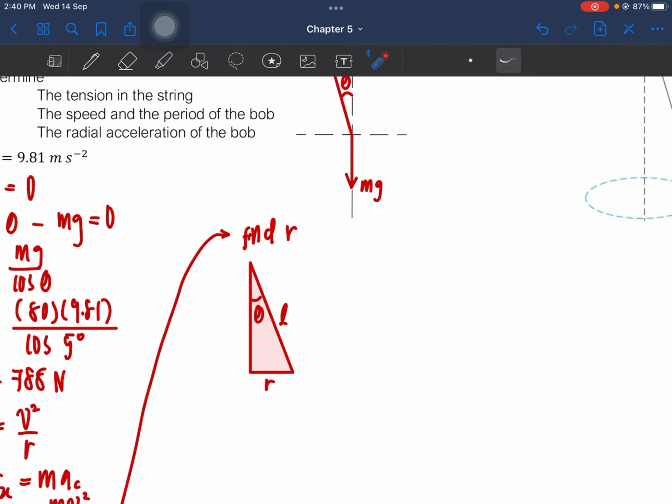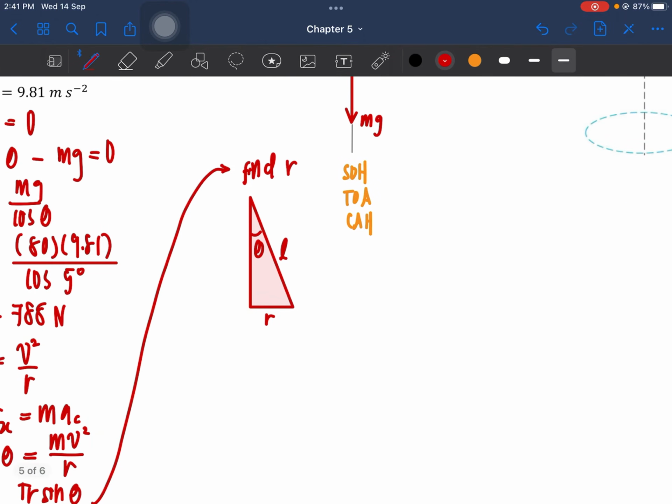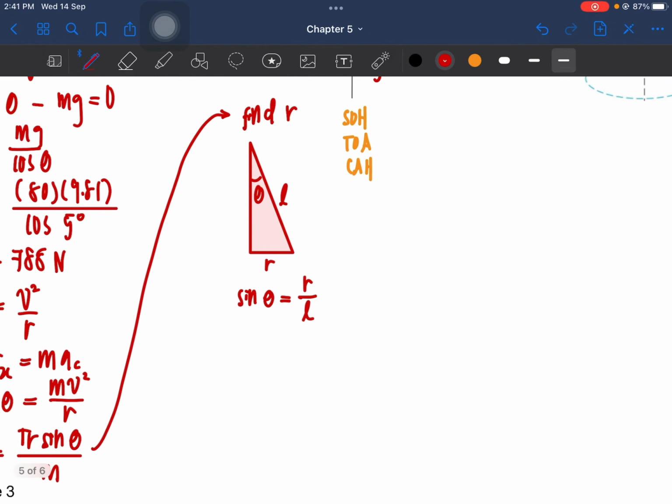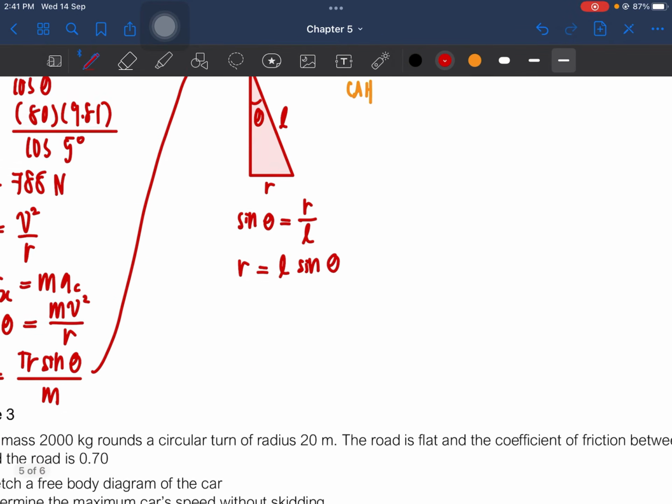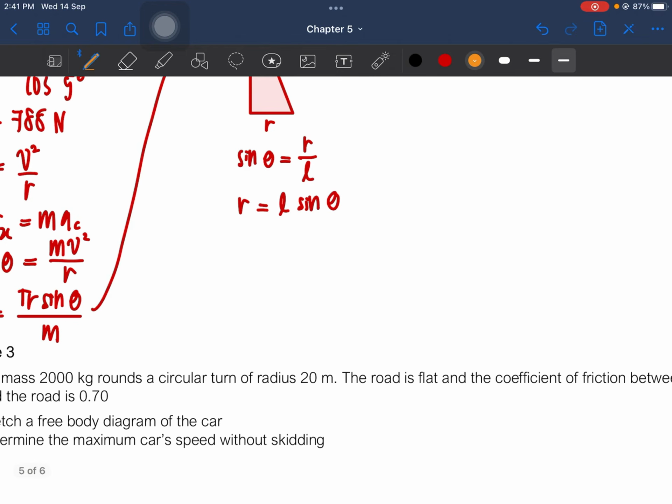So kita boleh guna trigonometry. Ingat tak, kita ada SOH CAH TOA. So sekarang ni dari theta ni, kita ada opposite dengan hypotenuse. So kita boleh guna sin. So that is sin theta equal to opposite, which is R over the hypotenuse L. So nilai R adalah L sin theta. Bolehlah kita substitute sekarang ni.